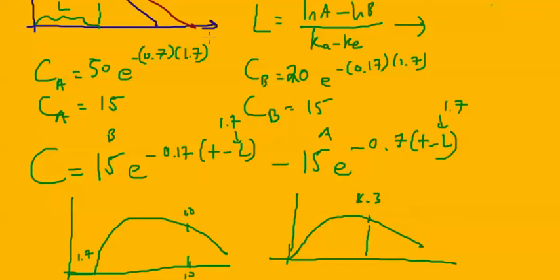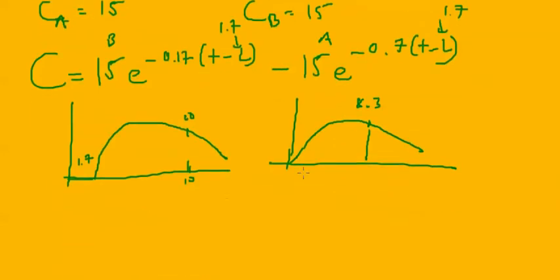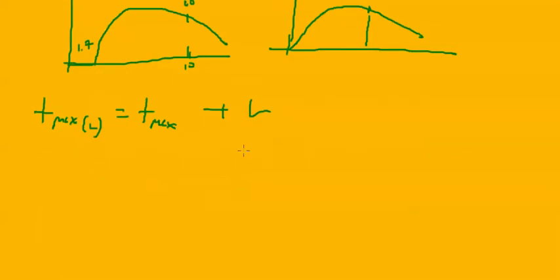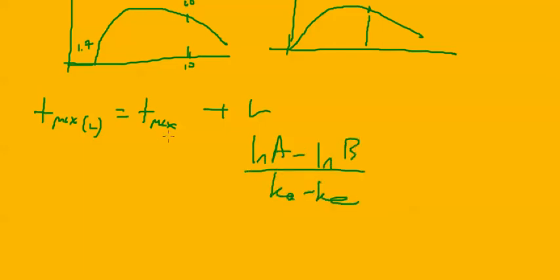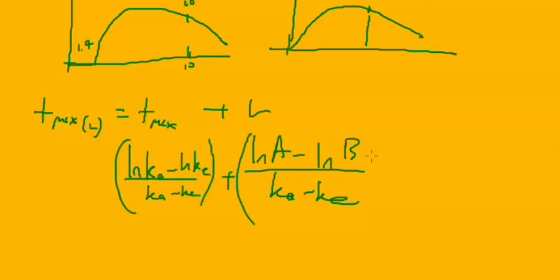You can also find T max when you factor in lag time. So T max with lag time is just T max regular plus L. So we found L to be this, and T max is going to be just this, from the textbook, and you just add them together, and you'll find T max after you account for lag time.